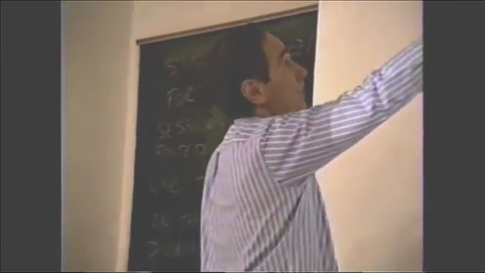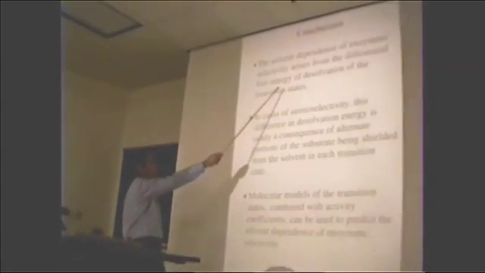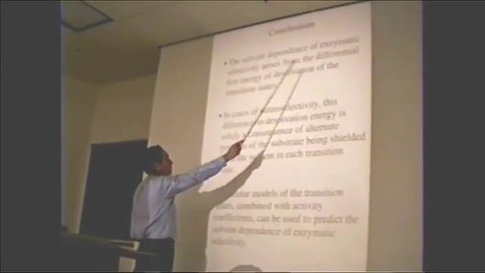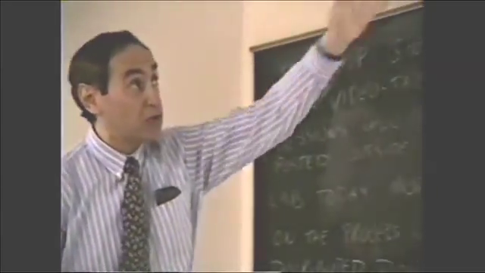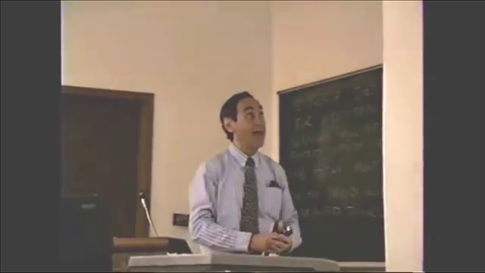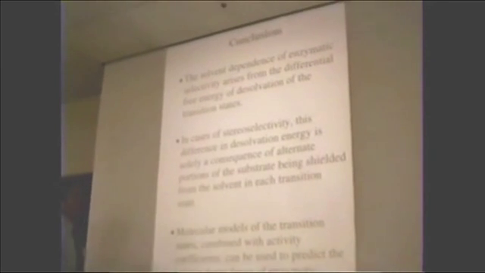In addition to that, we found that the solvent dependence of enzymatic selectivity arises from the differential free energy of dissolvation of the transition states. That is, we made an assumption in the beginning that this is the predominant factor. On the basis of this assumption, we developed a theory, we made predictions, we verified these predictions, which suggests to us that the assumption made in the beginning was probably a correct assumption. Therefore, whatever other changes may occur when you go from one solvent to another are much less in magnitude than these. This is the predominant factor controlling solvent dependence of enzyme selectivity.